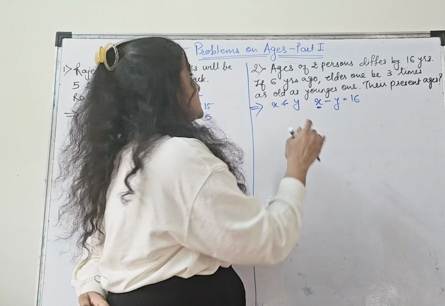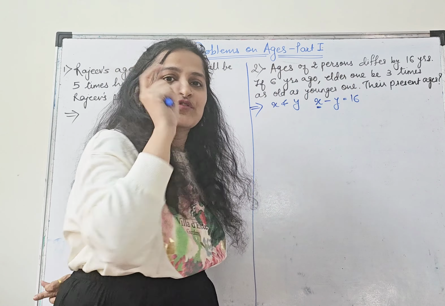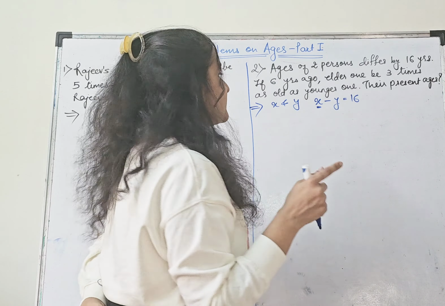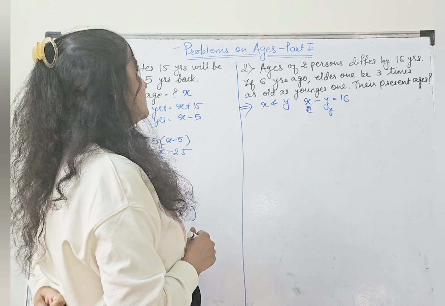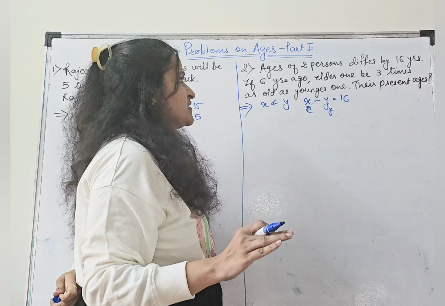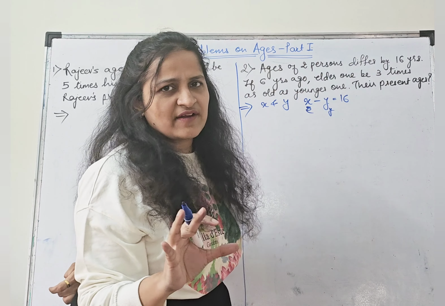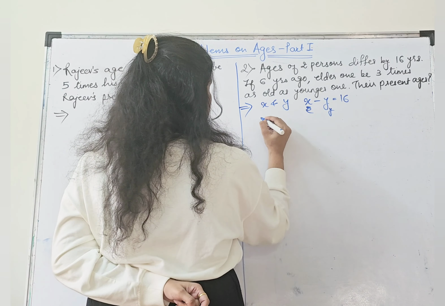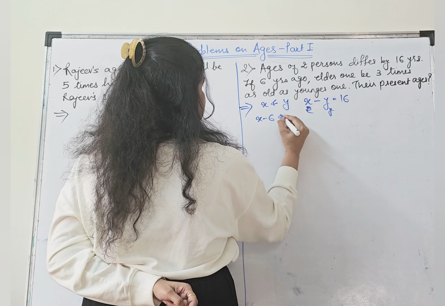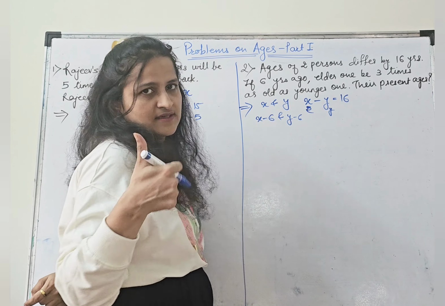Why I am telling you this? Because in the next statement you have to figure out who is elder and who is younger. Correct? So in this case x is elder, y is younger. So now if 6 years ago, so before reading further, you just have to straightway find out what are going to be their ages 6 years ago. So 6 years ago their ages would be x minus 6 and y minus 6. Correct?